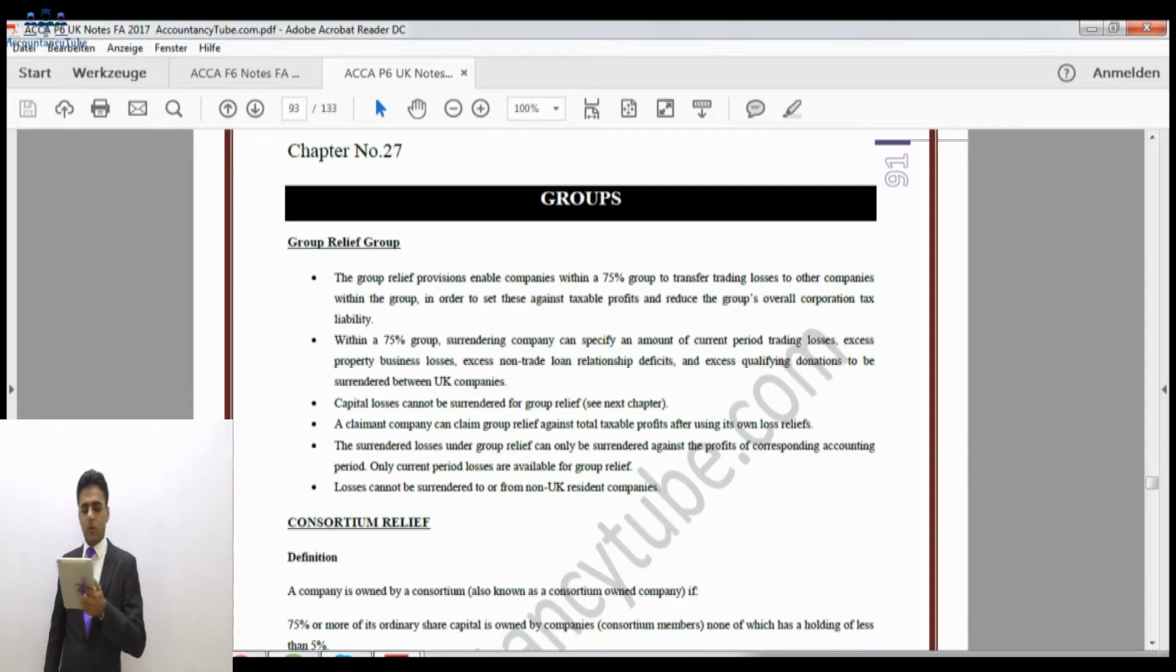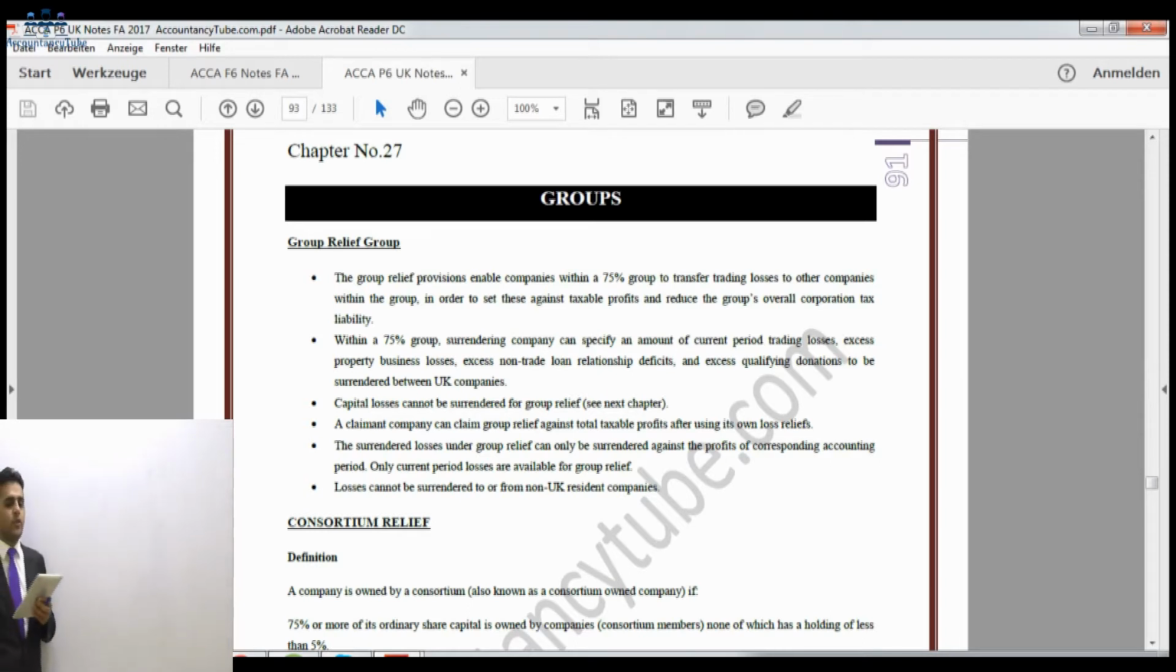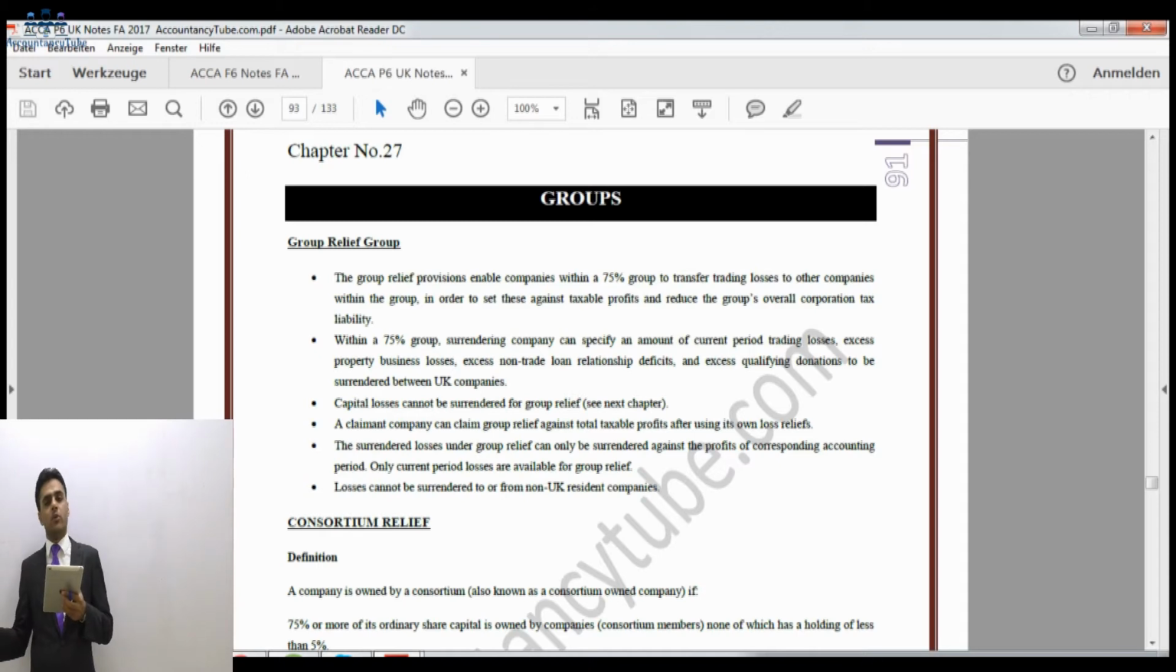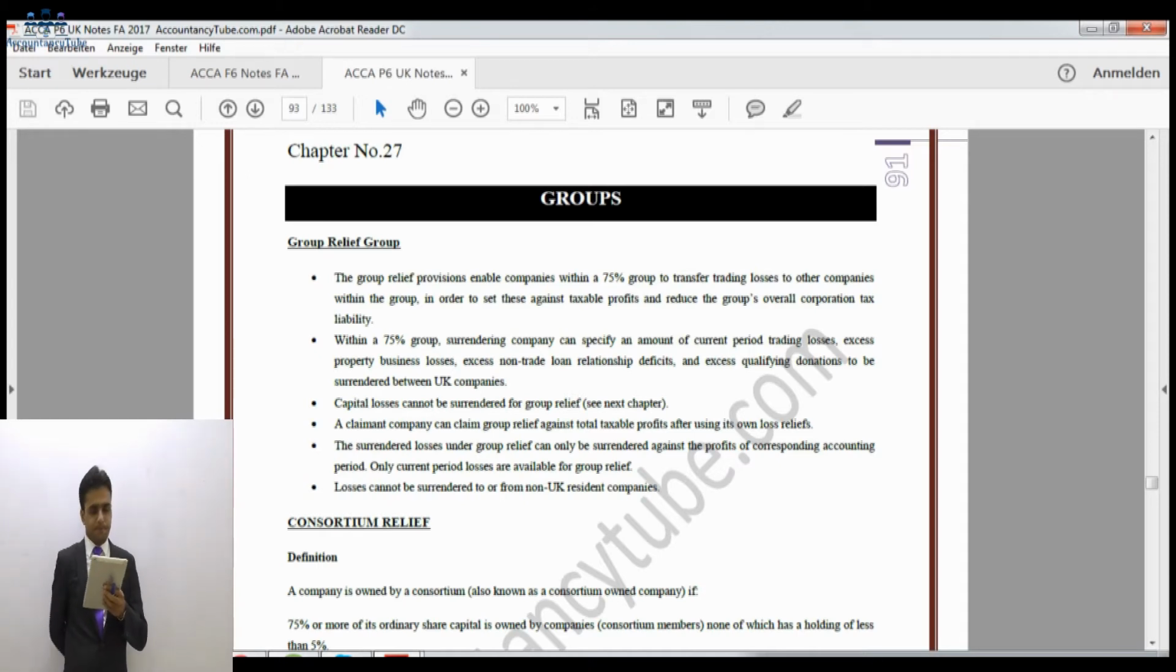So what is a group anyway? So it says group relief group. Now we are only talking about the corporation tax, all right? We are not talking about the capital gains tax. For capital gains of the companies, there are separate rules, so there will be a separate group for that. So we are only talking about the corporation tax for now. It says that a group relief provision enables companies within a 75% group to transfer trading losses to other companies within the same group in order to set these against taxable profits and reduce the group's overall corporation tax liability.